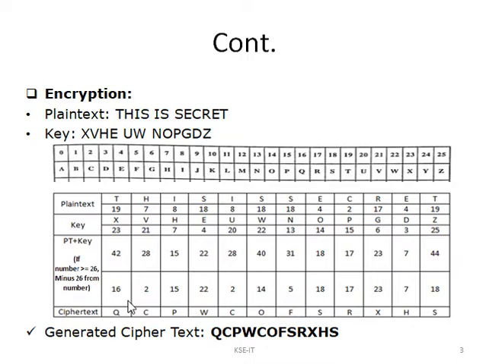For 16 the equivalent character is Q. For 2, the equivalent character is C. For 15, the equivalent character is P. For 22 it is W. For 2 it is C. For 14 it is O. For 5 it is F. For 18, S. For 17, the equivalent character is R. For 23 it is X. For 7 it is H, and for 18 the equivalent character is S.